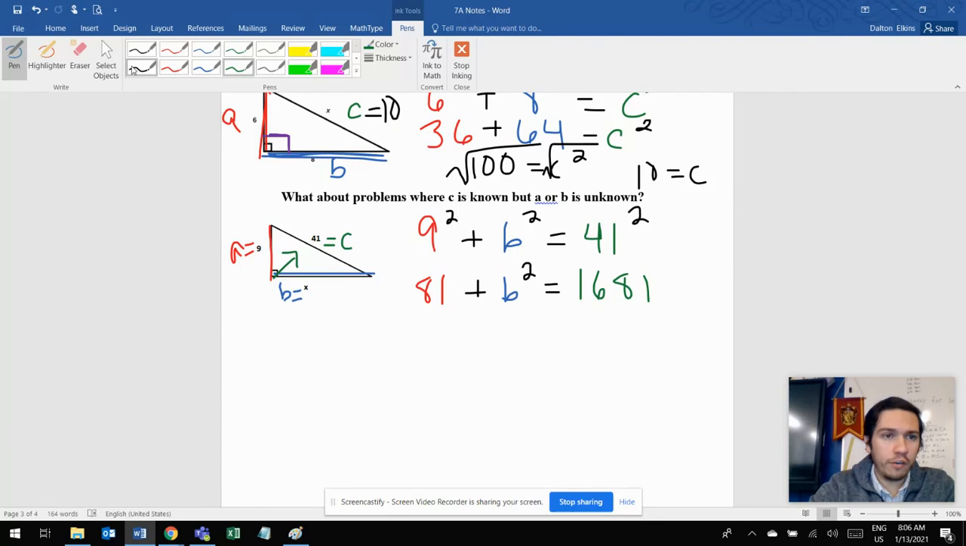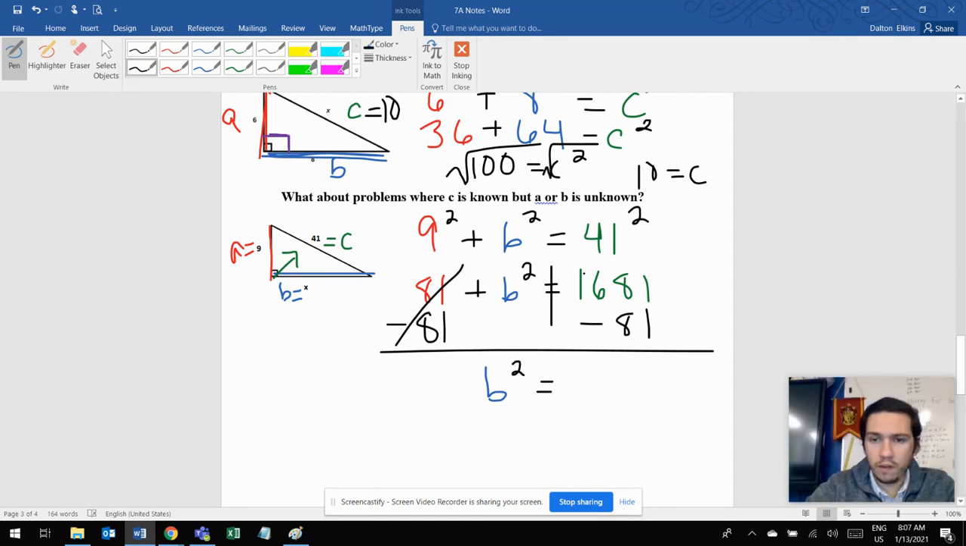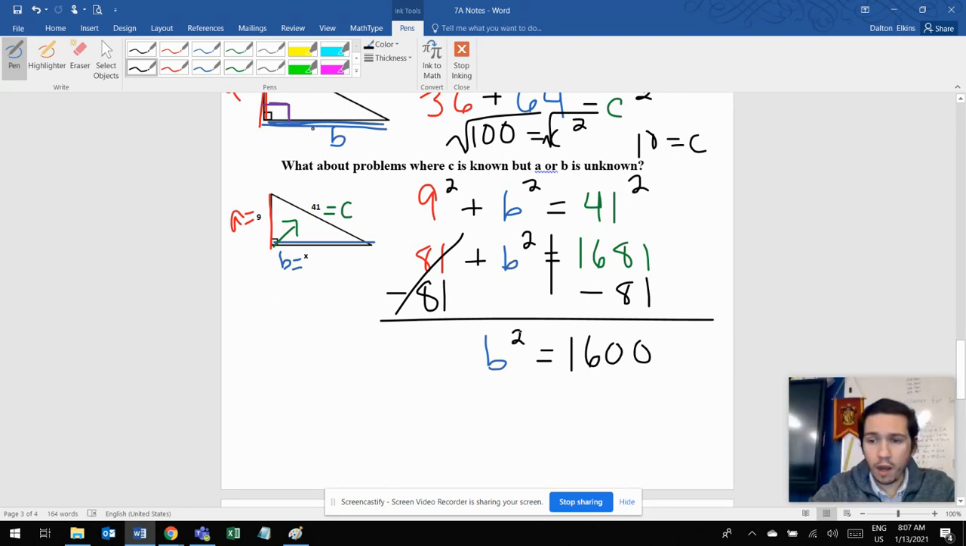So I want to get b by itself, but currently it's being added to 81. So what I'm going to do is go back to the skills that I have of algebra and subtract 81 from both sides. It's going to leave me with b to the power 2 is equal to 1681 minus 81, which is 1600. Okay, now I have b squared alone on one side, but I don't want b squared. I want just regular b, right?